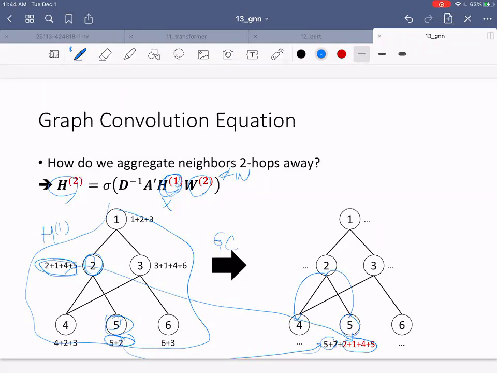And 1 is also 2 hops away from 5. So by repeating graph convolution 2 times, you've essentially gathered information from nodes that are 2 hops away. If you do it 3 times, then it's aggregating from 3 hops away. If you do it 4 times, then you're aggregating information from 4 hops away. So basically, that's how you repeat your graph convolution and aggregate node features from distant neighbors.